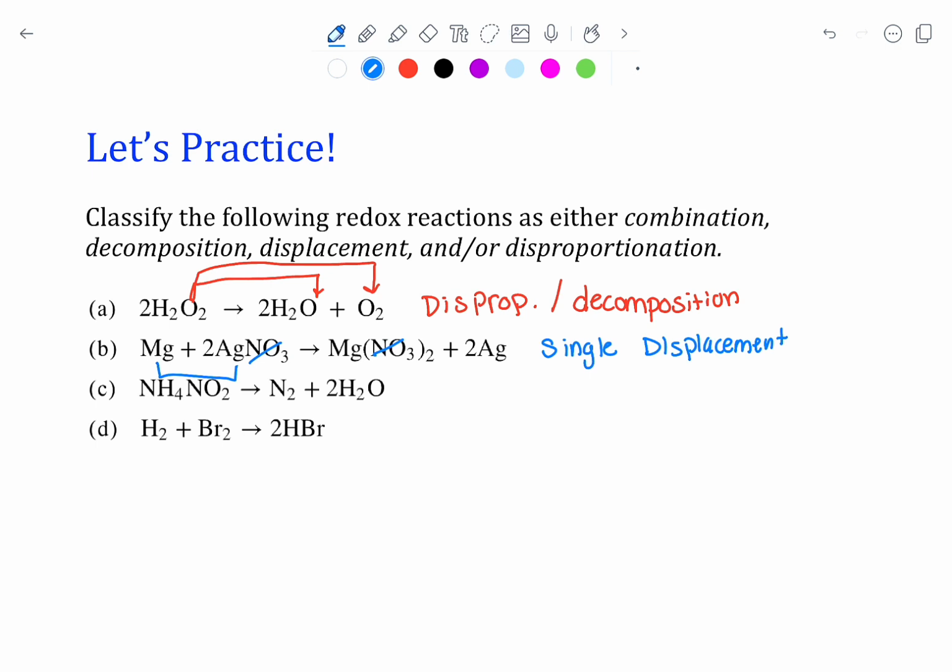Our second to last example is a decomposition, but not a disproportionation, because we're going from one reactant and turning it into 2 products, but neither of those elements are being split up into 2 or more products. So we just have a decomposition. And finally, we have H2 reacting with Br2, turning into HBr, and this is a classic combination reaction.